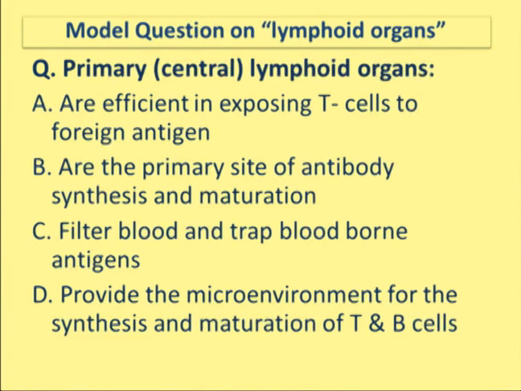Now in this particular question, it is being asked: primary lymphoid organs are efficient in exposing T cells to foreign antigens; they are the primary sites of antibody synthesis and maturation; they will filter blood and trap blood-borne antigen; Option D, provide the microenvironment for the synthesis and maturation of T and B cells. The right option is D, because primary lymphoid organs are the sites that will provide the conducive microenvironment for the development and maturation of T and B cells.